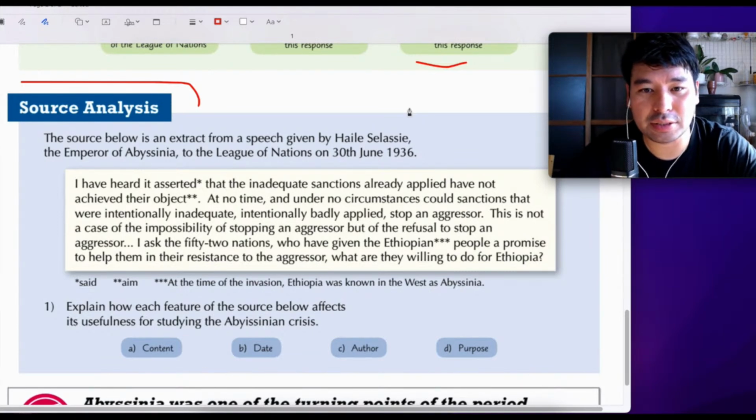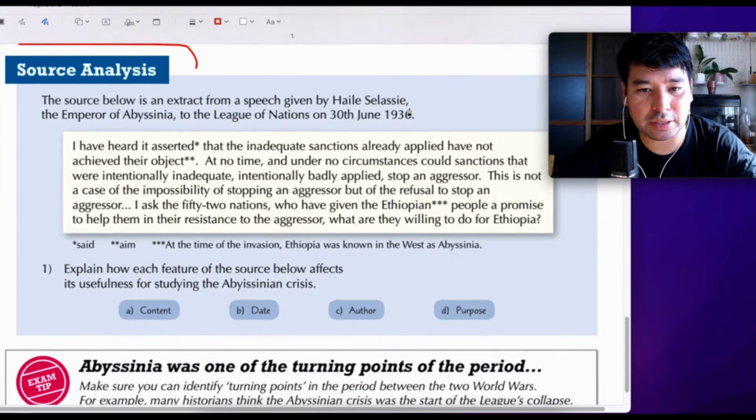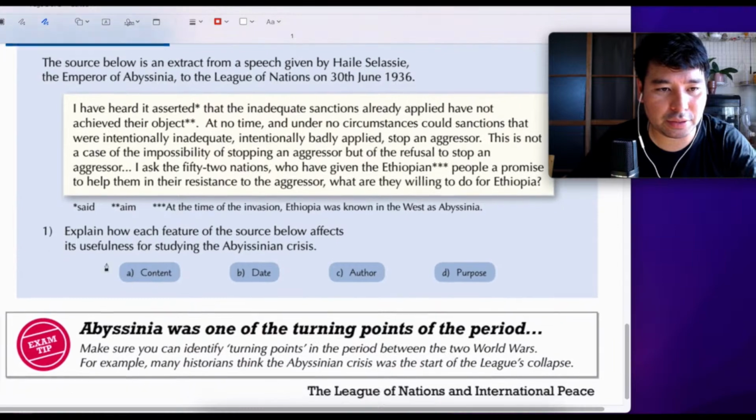And of course, as we can understand, this is probably what the leader of Ethiopia, of Abyssinia at that time, said after seeing that the League of Nations wouldn't help. On the contrary, they were actually helping. They gave permission to Italy to invade his country. So this is the analysis that we have here.